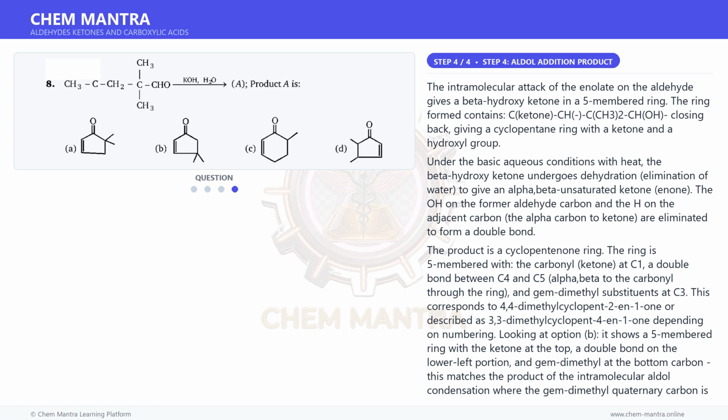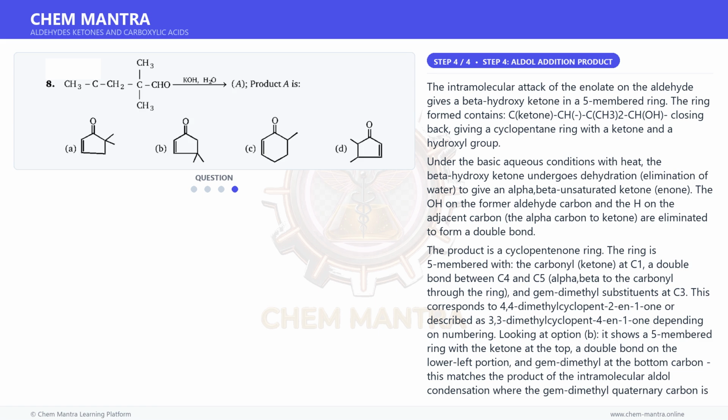Looking at option B, it shows a 5-membered ring with the ketone at the top, a double bond on the lower left portion, and gem-dimethyl at the bottom carbon. This matches the product of the intramolecular aldol condensation where the gem-dimethyl quaternary carbon is retained in the ring and the double bond forms between the former alpha carbon of the ketone and the former aldehyde carbon.